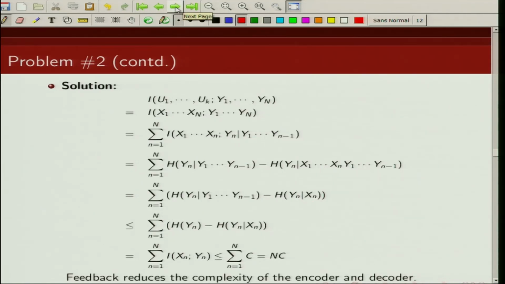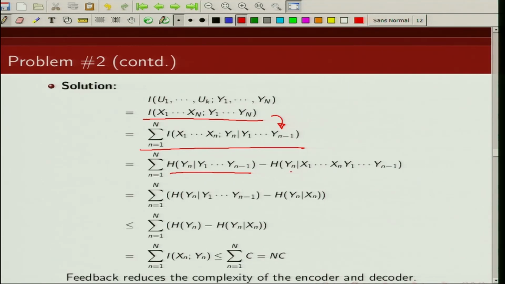Now, proceeding further, I can write this mutual information between x1, x2, x3, xn and y1, y2, yn using the chain rule for mutual information in this particular fashion. So I have applied the chain rule for mutual information, and I can write this mutual information in this particular form. Now, from the definition of mutual information, I can write it in terms of entropy. So this can be written as the uncertainty in yn given y1, y2, yn minus 1 minus the uncertainty in yn given y1, y2, yn minus 1 and x1, x2, xn.